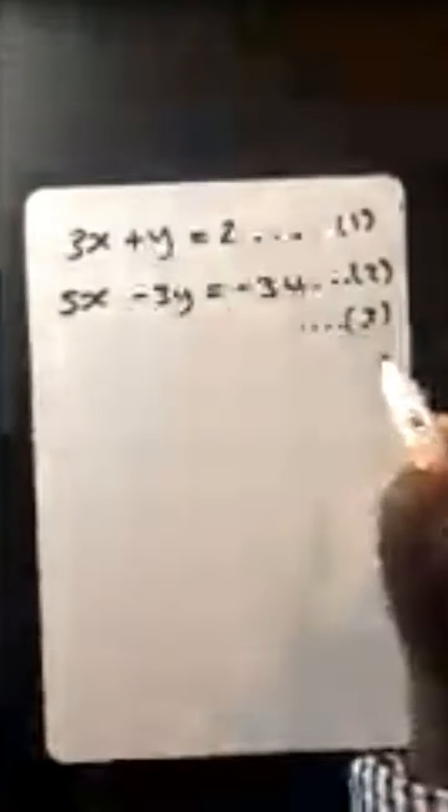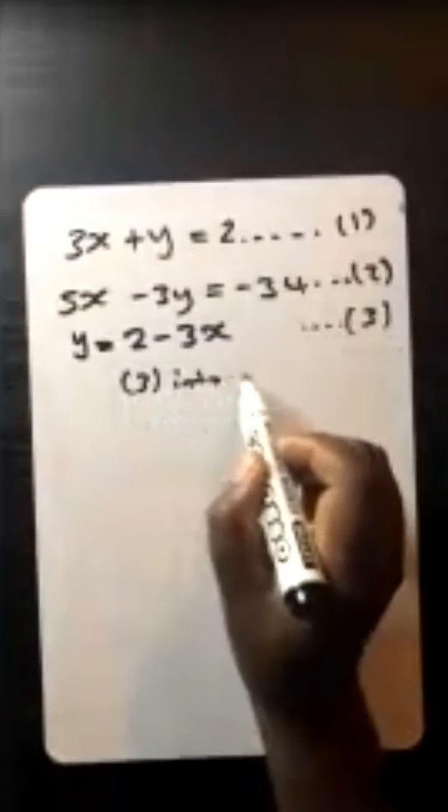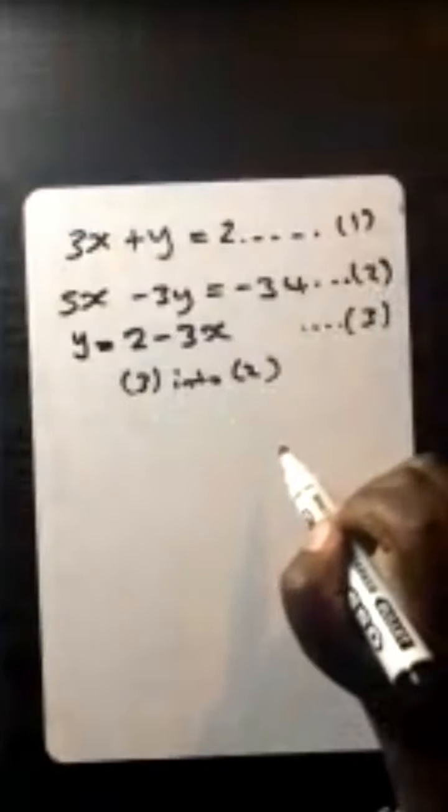So just to add to our notes, when you decide between x and y, you don't want to be having fractions after making one letter the subject of the formula. So that means I've got y equals 2 minus 3x. Easy. Then I'm going to substitute equation 3 into equation number 2.